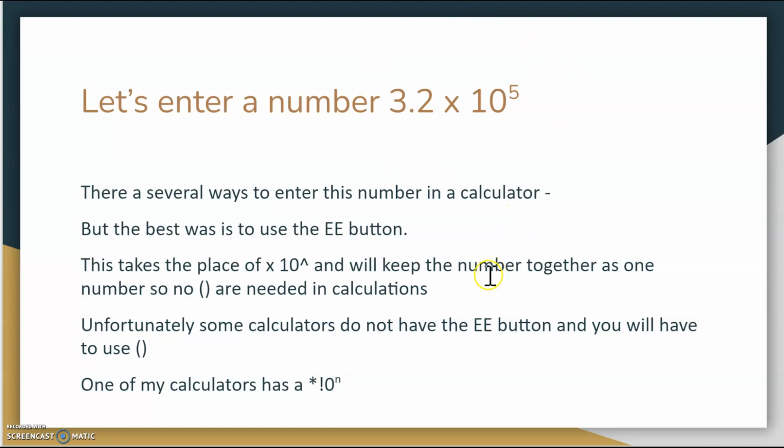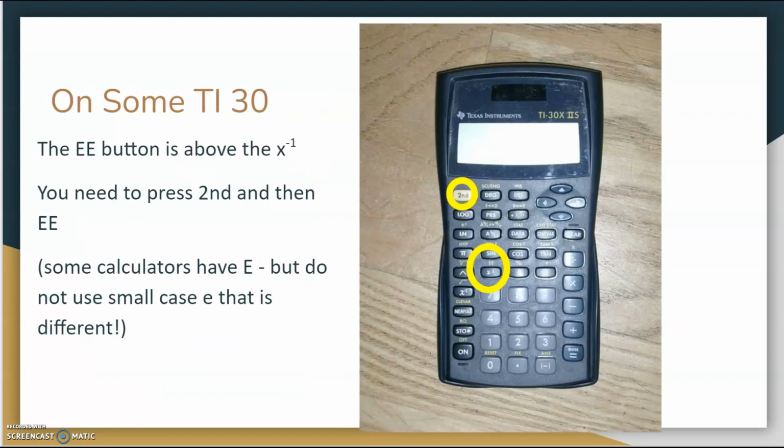Unfortunately, some of the modern calculators don't have the EE button anymore, so I have another calculator that does not have the EE button, and instead it has a button that says times 10 to the nth power. This is a really simple button because the number will now look like 3.2 times 10 to the 5th, but it does not keep the 3.2 and the 10 to the 5th together as one number. So when we do calculations like division, you're going to have to use parentheses to keep the number together as one single unit. So pause the video and get out your calculator now and see what kind of buttons are on your calculator. All right, welcome back.